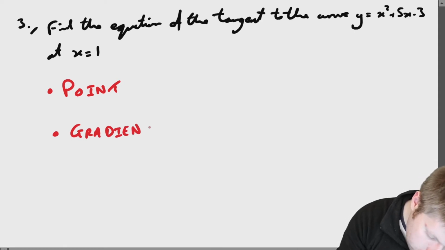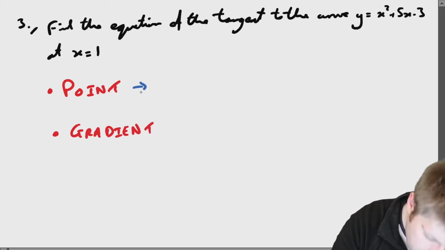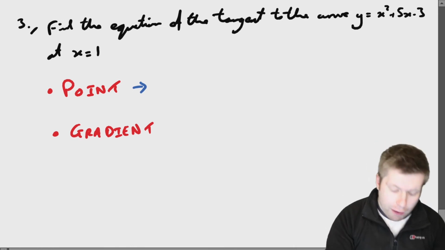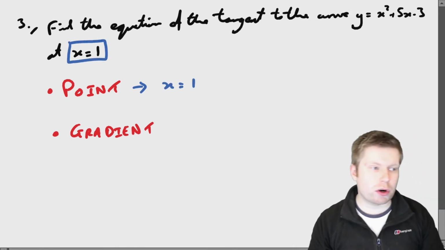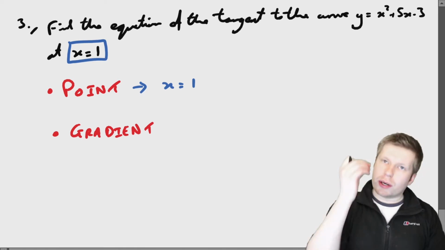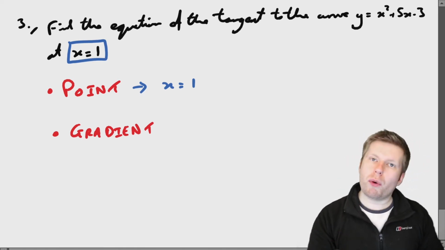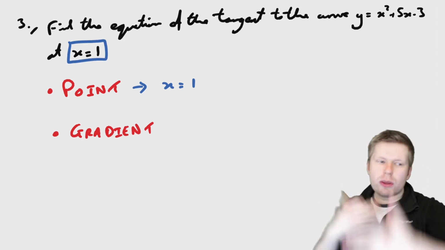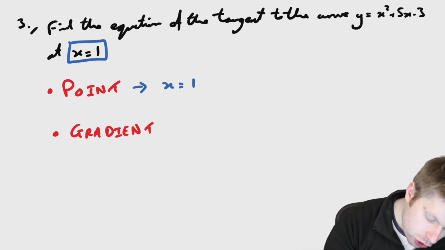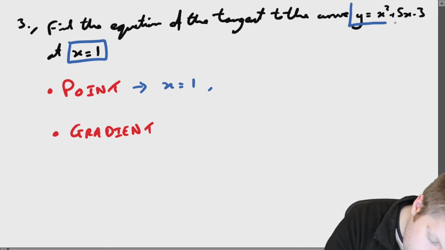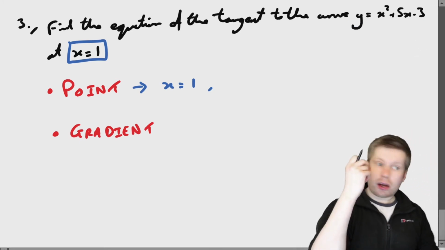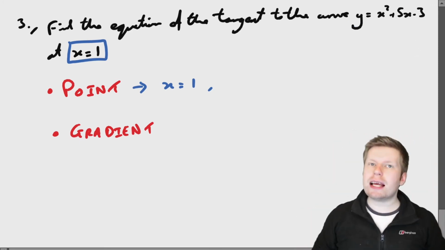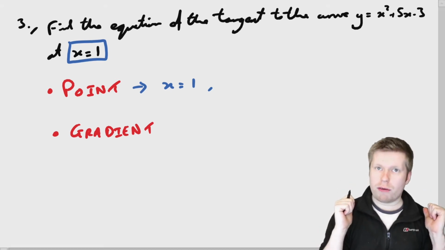So let's first of all try and find a point which lies on that line. Well look, I have the point x equals 1. I've been given that in the question. That's the point which I want to find the equation of the tangent at. So I know the tangent must pass through the point x equals 1, but I also need the y coordinate as well. Okay, so just remember this formula here, y equals x squared plus 5x minus 3, that equation says you give me an x value, I find the corresponding y value as well.